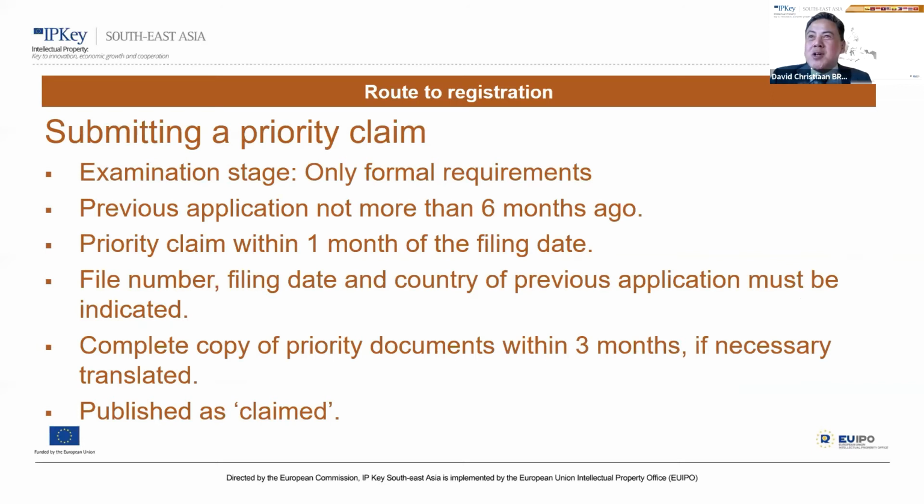In the EUIPO, we have a certain way of dealing with priority claims. At the examination stage, we only check the formal requirements. This means we check if the previous application was not filed more than 6 months ago. The applicants have the possibility to submit a priority claim within 1 month after filing. So they can say, I want to claim priority, but I'm not sure about the number. I want to have 1 month.